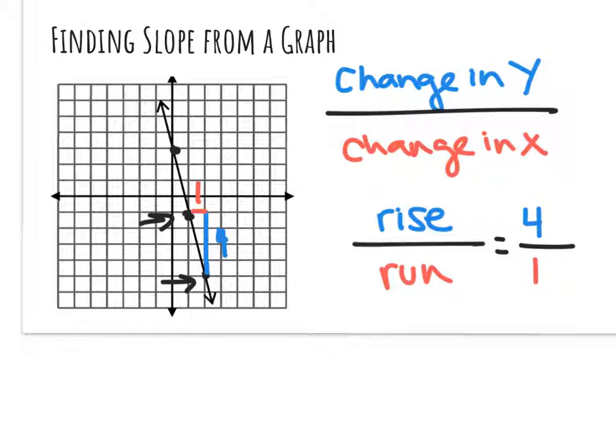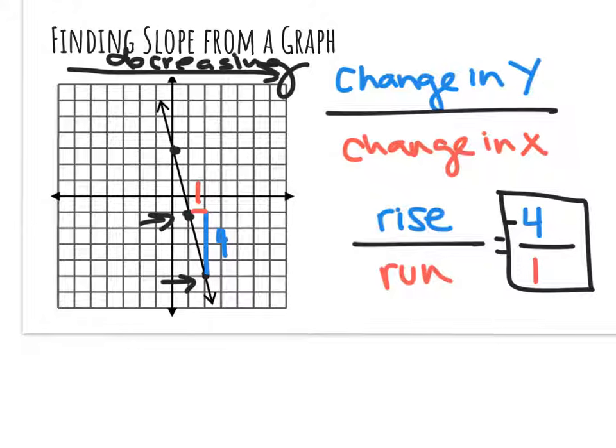But I also need to look at my slope and ask myself, is this a positive 4 or a negative? You'll notice that if you look at your graph when reading it left to right, it's decreasing. Because it's decreasing, I know that my slope is negative. So my final answer is a negative 4 over 1, or just a negative 4.